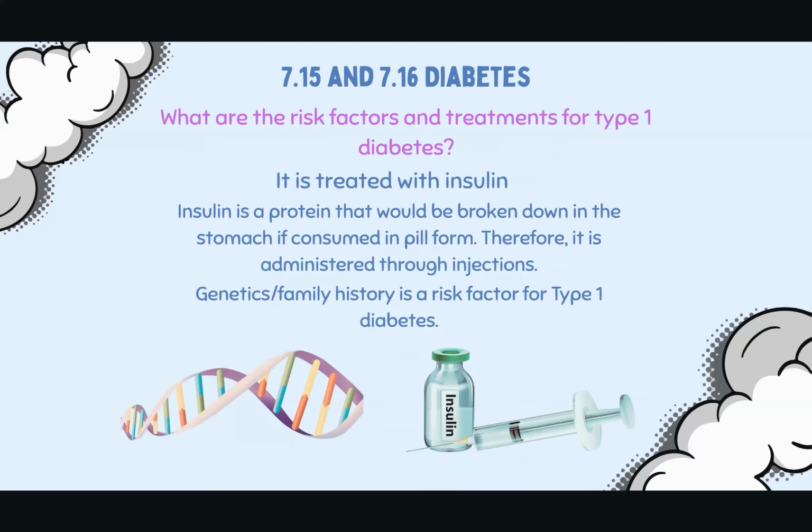Okay, so type 1 diabetes is treated with insulin. Now, it has to be an insulin injection. And why does it have to be an injection? Because insulin is a protein. So if you were to eat it, as soon as it enters the stomach, the protease enzymes in the stomach would break it down. So it won't have an effect. So for that reason, it has to be injected.